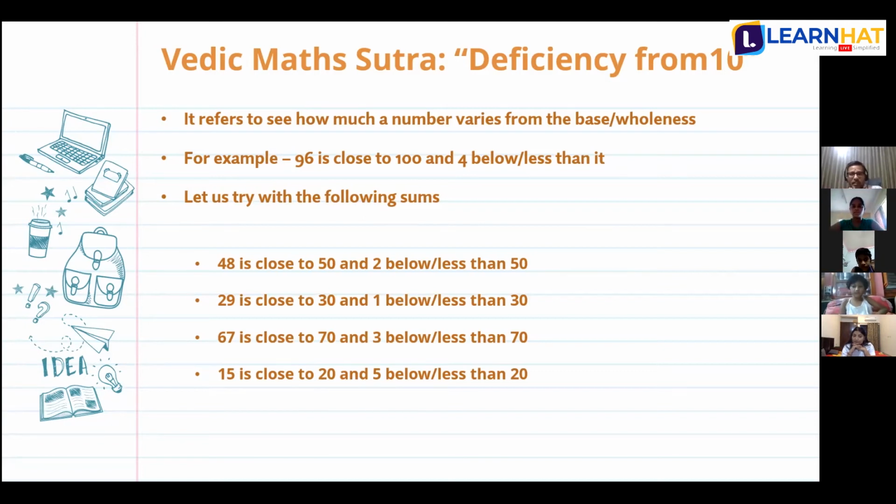The number is less than the number from 10. 48 is 2 less than 50. 29 is 1 less than 30. 96 is 4 below 100. So like that, you need to remember. If you do the sum, you will understand this. I'll move on to the sum part.